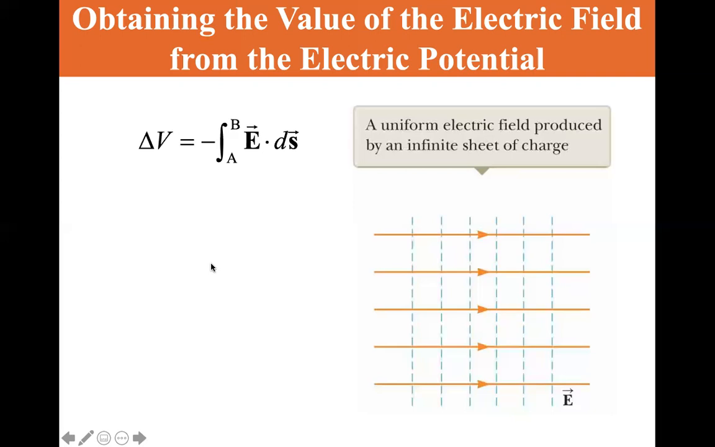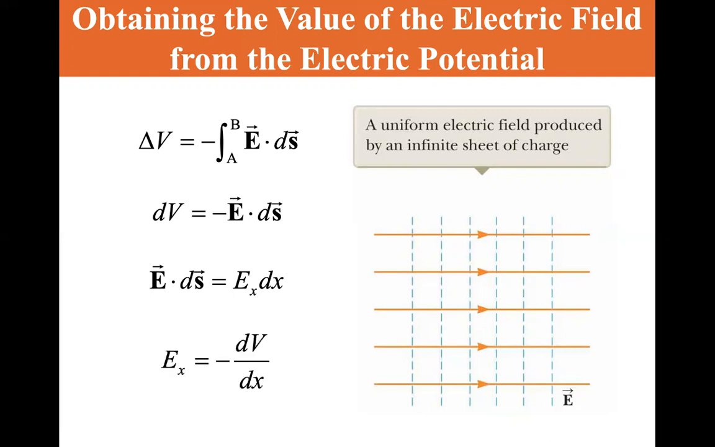surfaces. So delta V is equal to minus the integral from A to B of E dot ds. dV is equal to minus E dot ds, and E dot ds is equal to Ex dx. We're talking about in the x direction. So Ex is equal to minus dV/dx. So basically the x component of the electric field is equal to the negative of the derivative of the electric potential with respect to x.